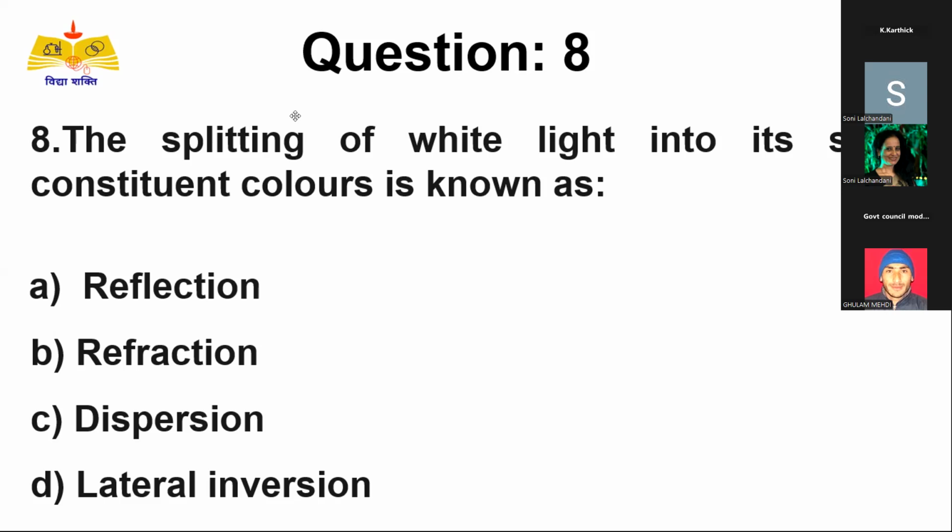Are you done? The splitting of white light into its 7 constituent colors is known as A reflection, B refraction, C dispersion, or D lateral inversion.